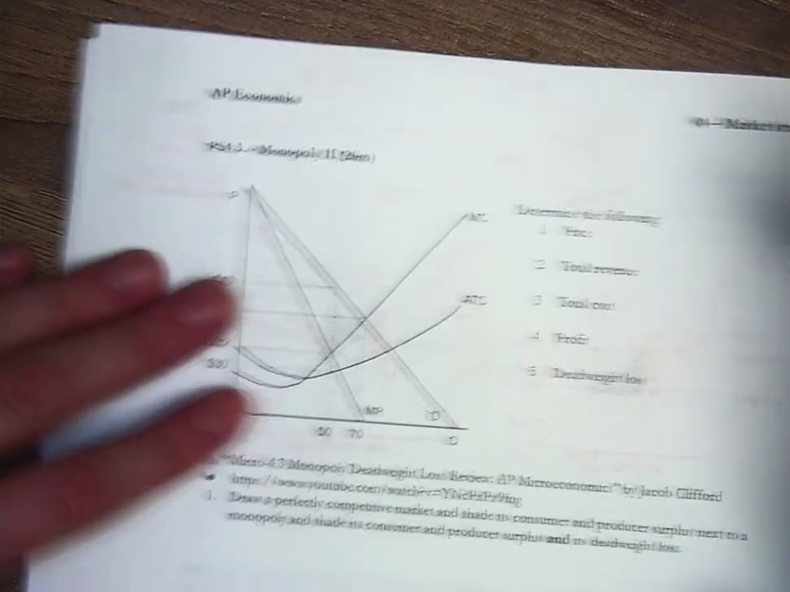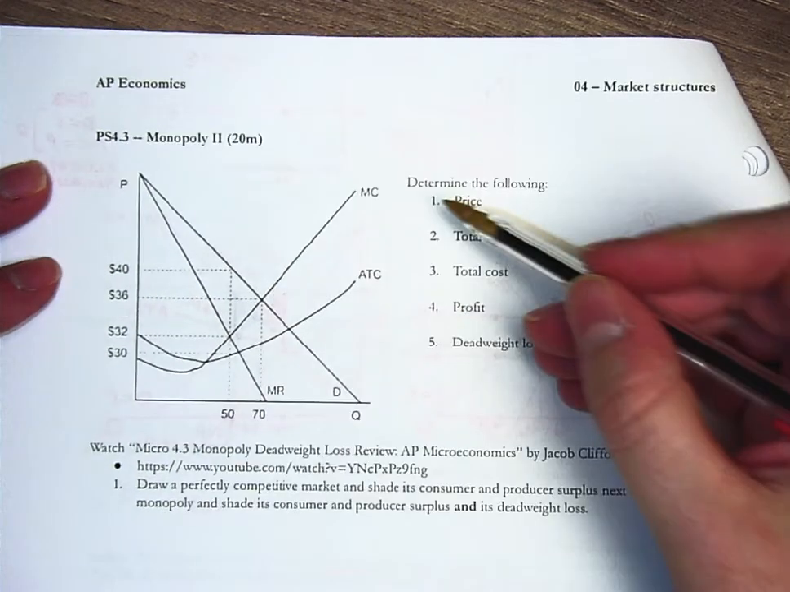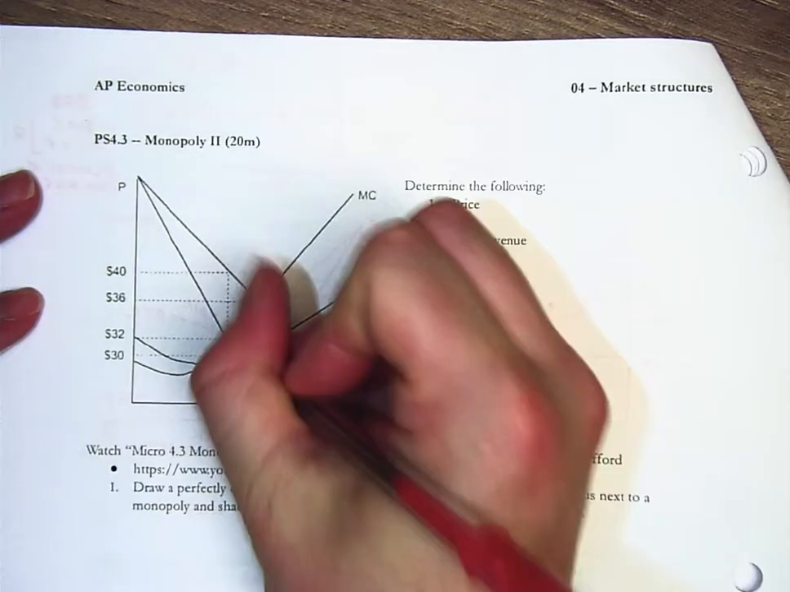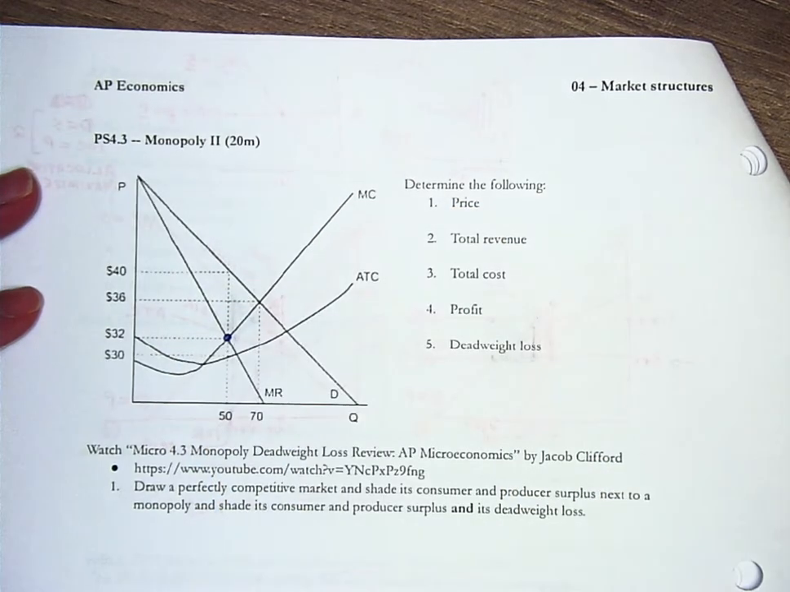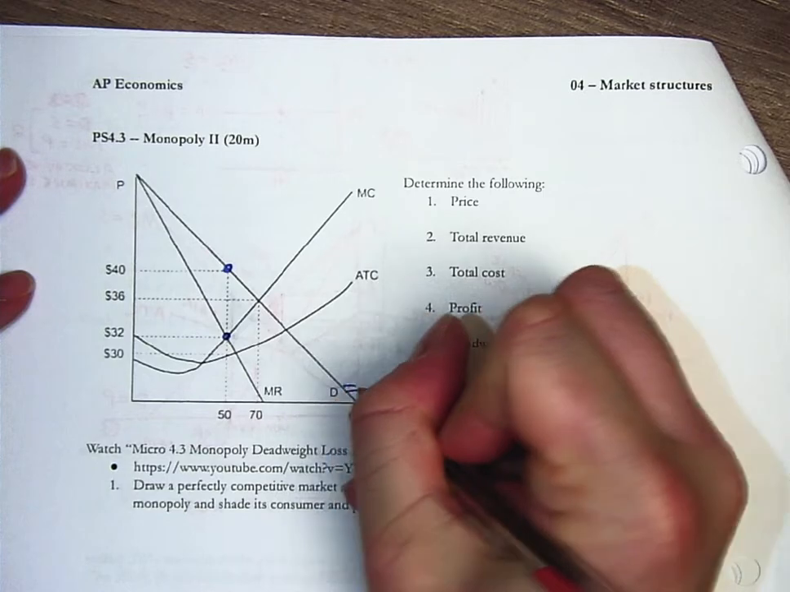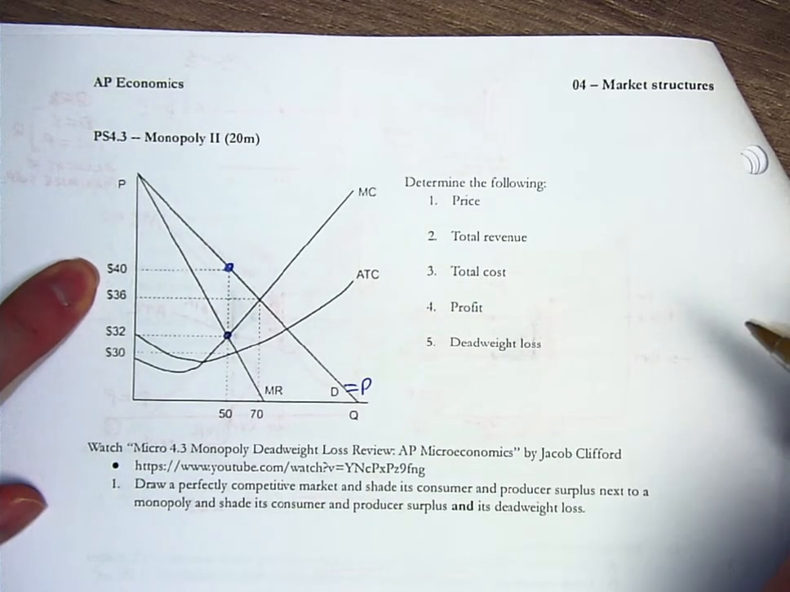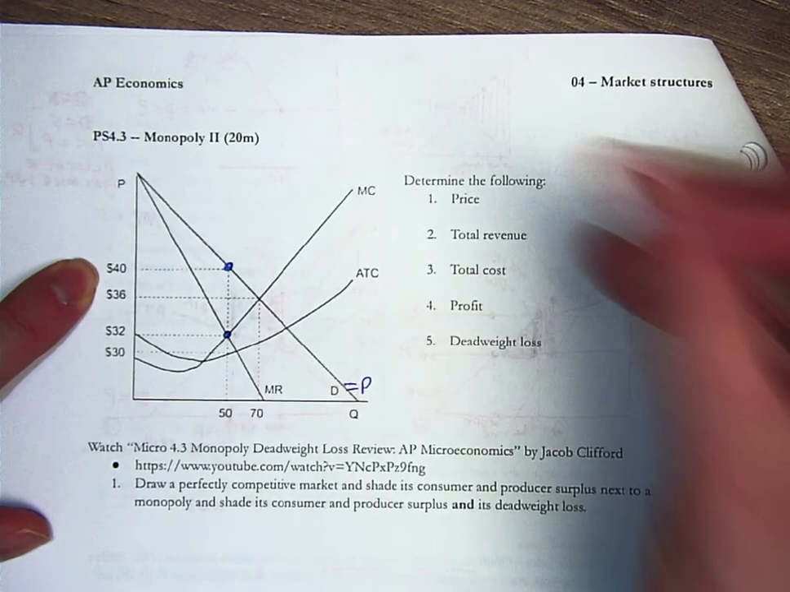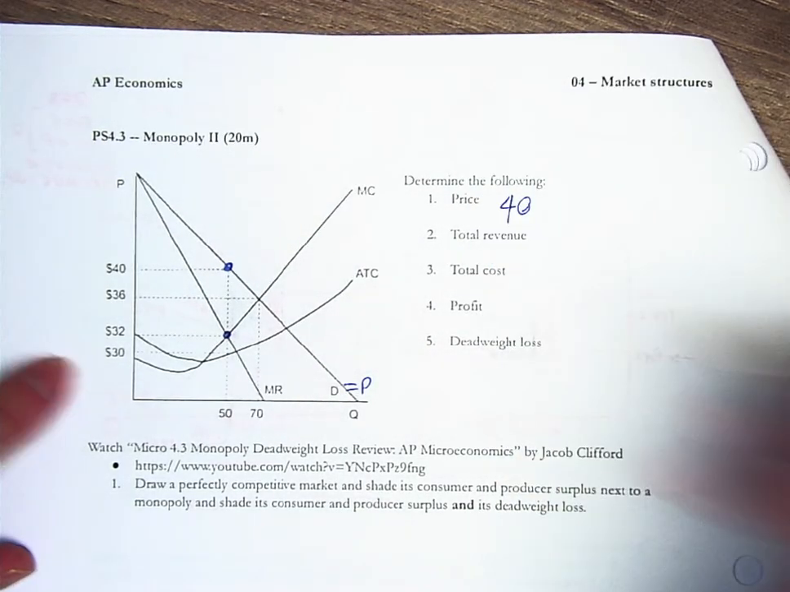So we'll start off with Part A of this one, and this just says determine the price. The way we determine the price is where MR equals MC, right? And that price up on the demand curve, so demand equals the price, is 40. So we look for the quantity where MR equals MC, and we go up to the demand curve to find the price. So 40.